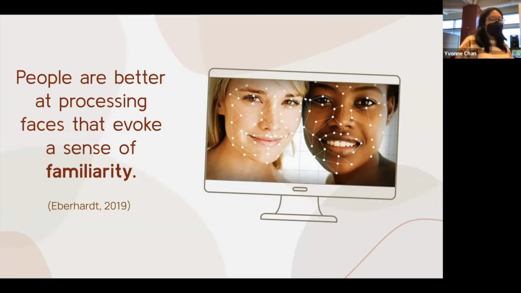Many of these stereotypes form because people are just better at processing faces that are more familiar to them. The same race effect is a researched phenomenon that people find it easier to differentiate faces from the same race as them. This is likely where the phrase, "they all look the same," comes from.